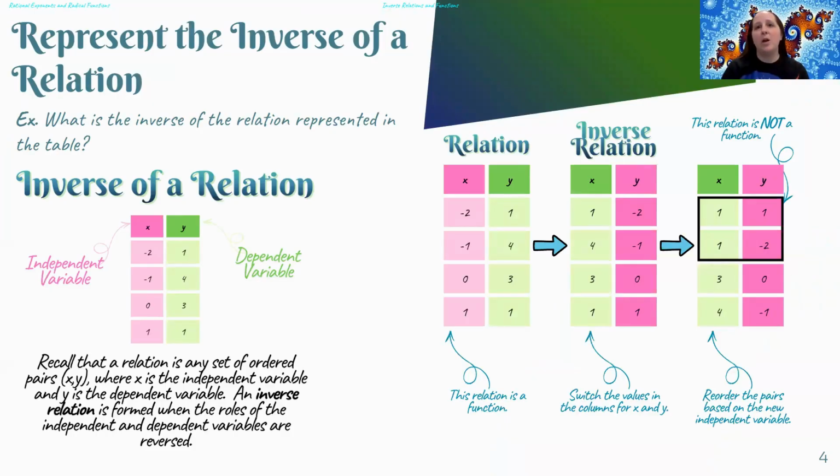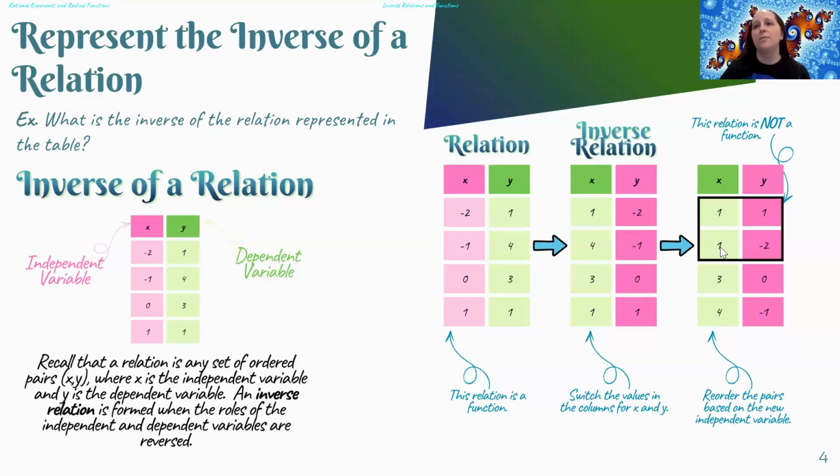So my original relation is a function. I flip them, so my x's become my y values and my y's become my x values, okay? And I look at my values. I notice that I have two x's that equal 1, but their y values are different. This means that it's not a function, so it doesn't follow that one-to-one rule, which means that I have an x value of 1, but it's going to two different numbers, okay? So this one is not a function.